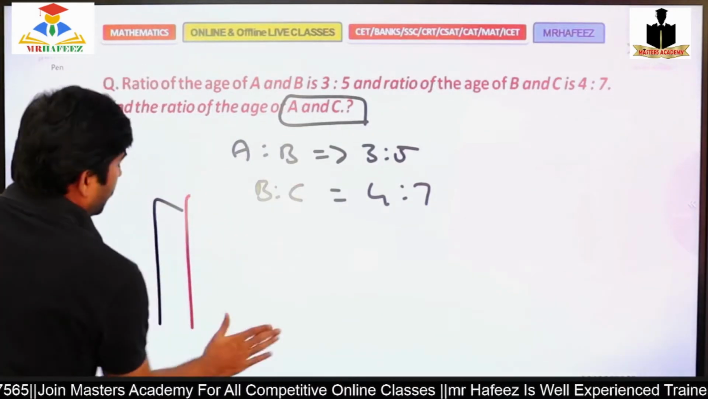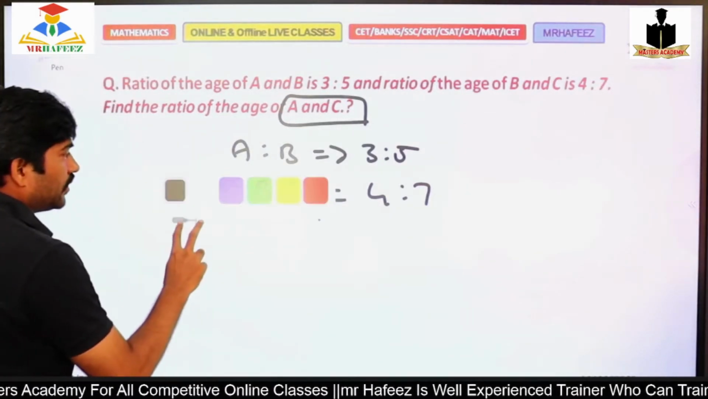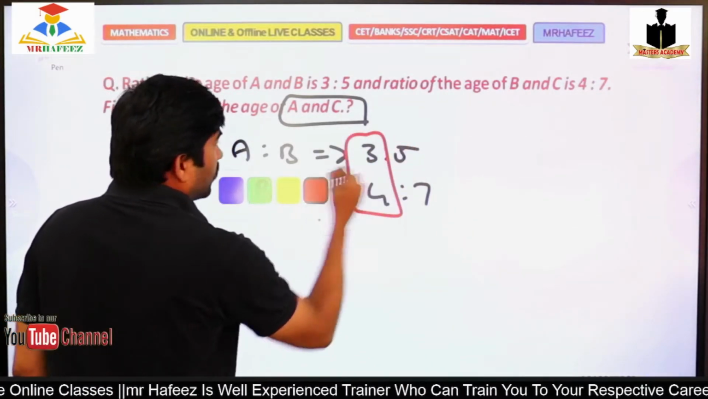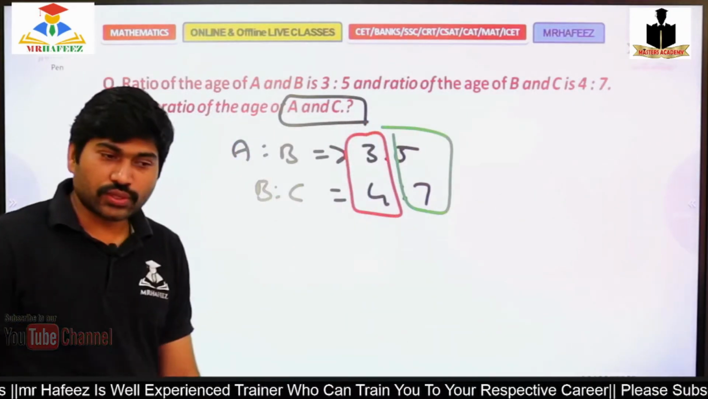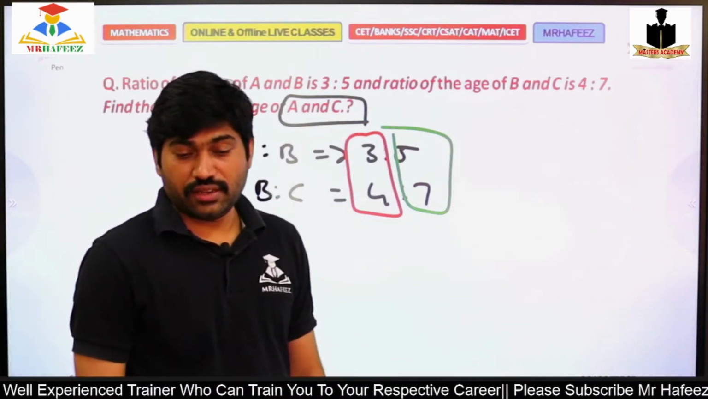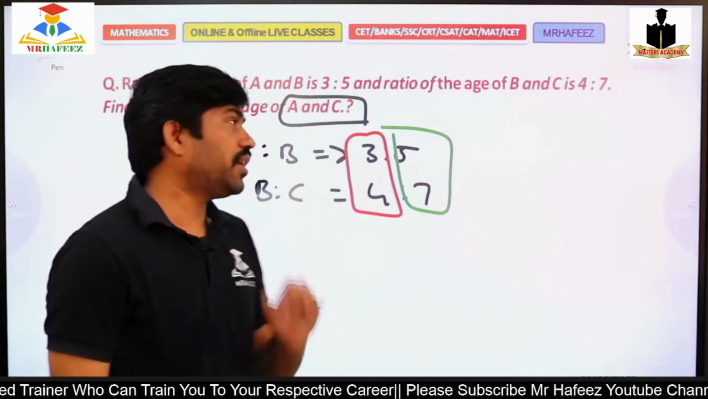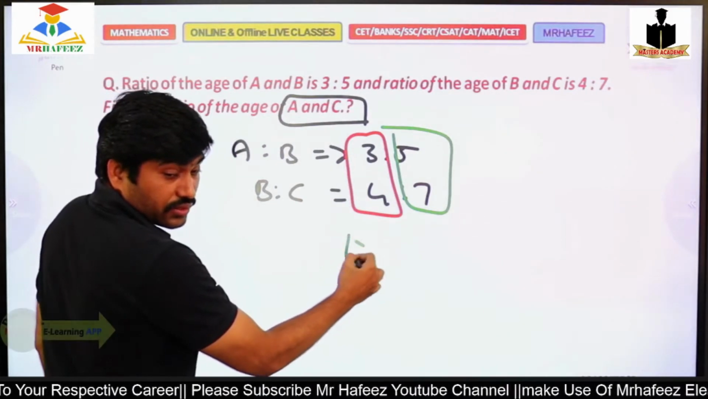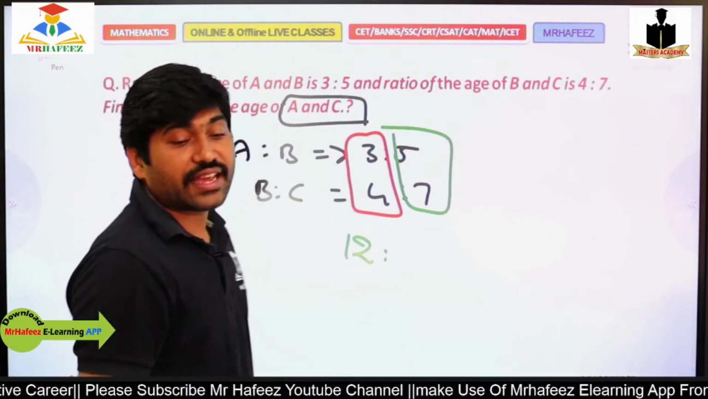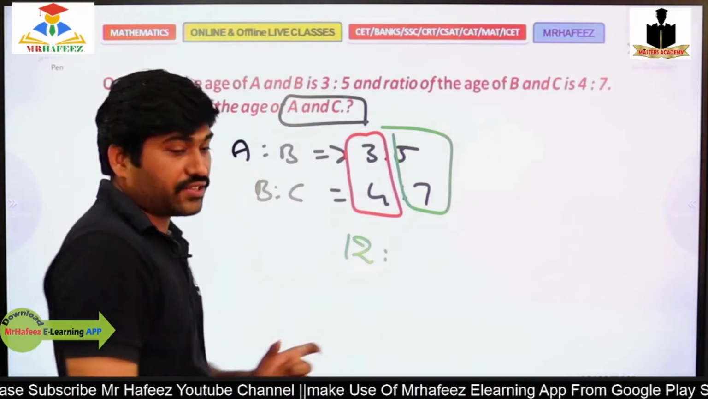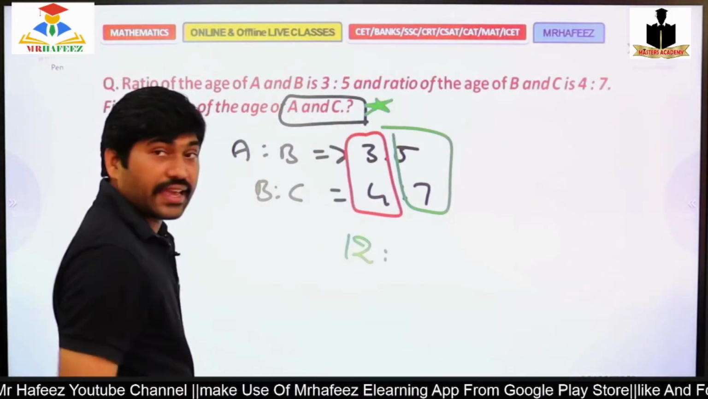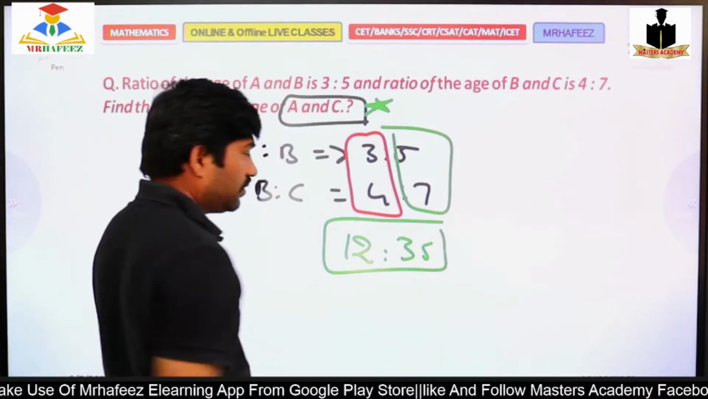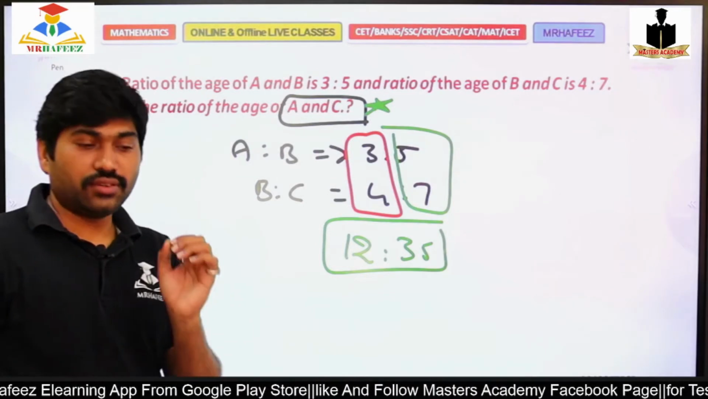So the simplest answer here is the numerators and denominators, the first terms and the last terms. Multiplying just this is enough, because what we require is A is to C. We are nowhere related to B. So 3 into 4 is 12. No, Mahbub Basha, we won't require A is to B is to C. We require only A is to C, because the question is A and C. 12 is to 35. That's it. 12 is to 35.